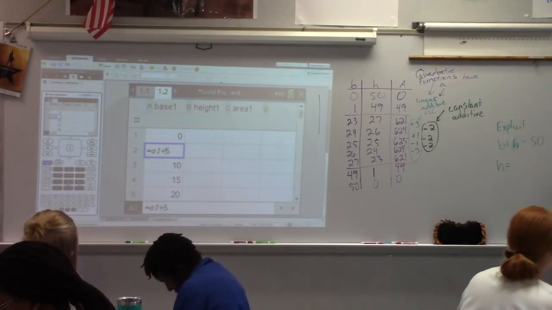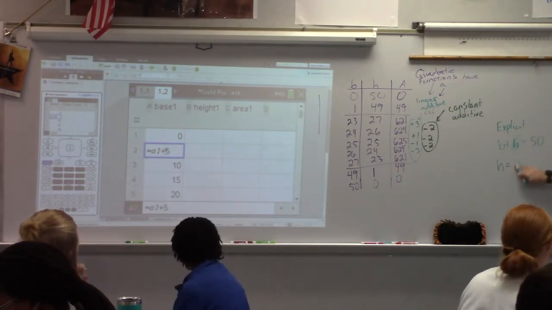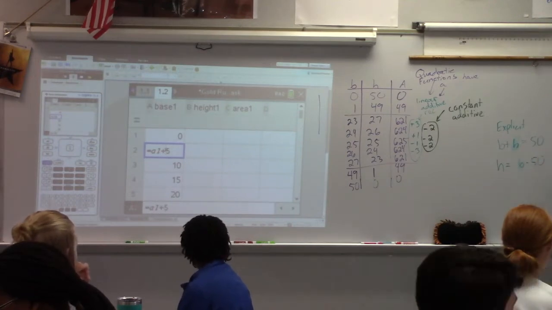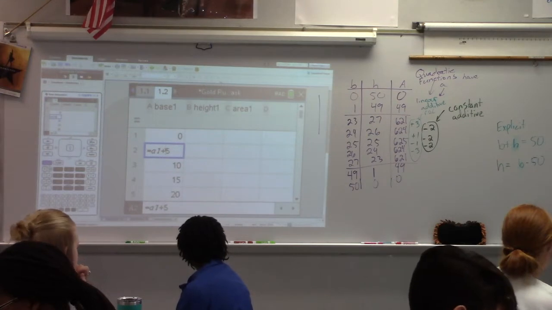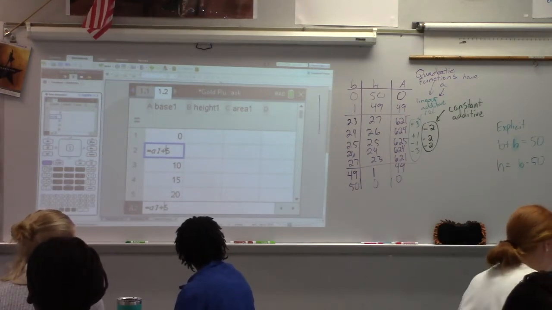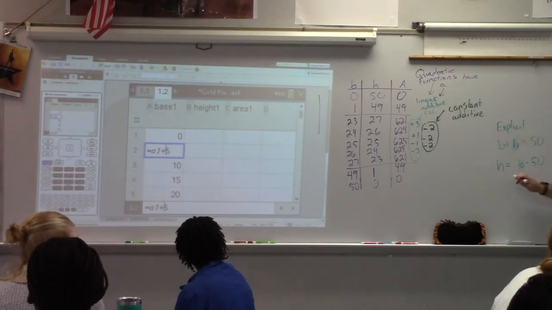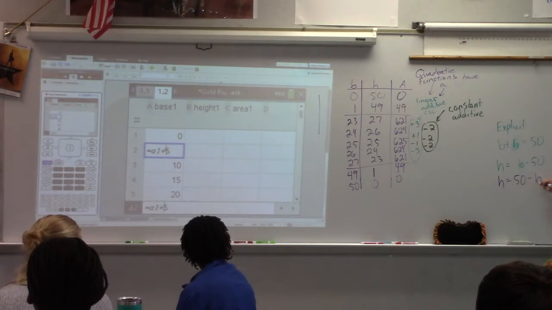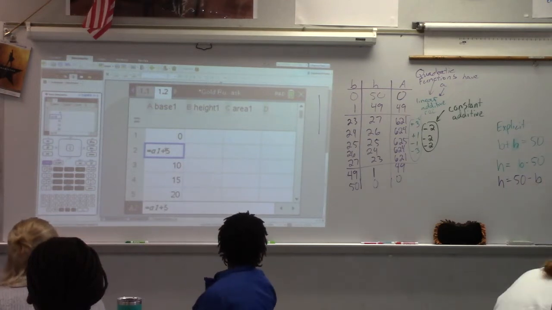Say again. So would b minus 50 work? Is that equivalent? Do I want to add on to or push back on that? Would it be 50 minus b? Well, stop just saying stuff. Use logic. Which one is it supposed to be?